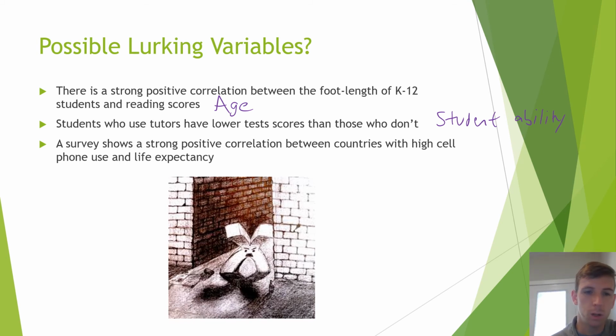And the last one, a survey shows a positive correlation between countries with high cell phone use and life expectancy. So cell phone use causes people to live longer? No, the lurking variable there is probably wealth. And wealth of a country or wealth of a region or city, that is a very common lurking variable for a lot of different correlations between two variables. So watch out for that because you see that all the time, arguing different things like that in the media or online.